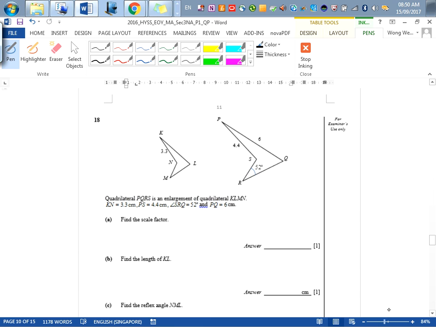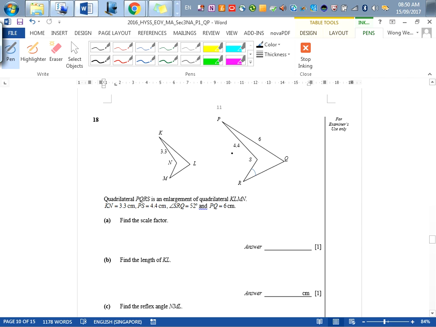Okay, next one. Enlargement from here to here. Find the scale factor. We take the final over initial. Which one can we compare? We can compare these two. So 4.4 over 3.3 equals 4 over 3. This is the scale factor. Easy, right? Better know how to do this. Find the length of KL. Where is KL? Oh, over here.